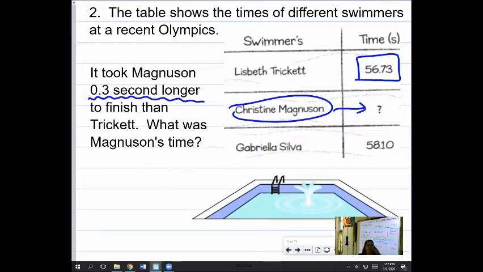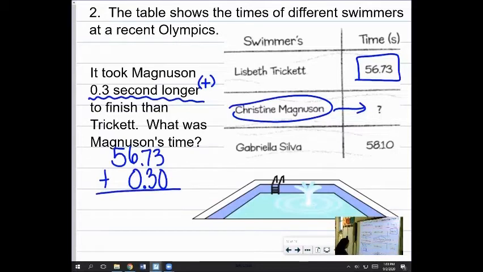So think about it. Am I going to add or subtract there? Well, longer means it's going to take them longer to do that. So you should have said that you're going to add that to Trickett's time. So here we go. It's addition, doesn't matter. So I have 56 and 73/100 plus longer. I'm going to put 0.3, but I have to make sure I line up the decimals.